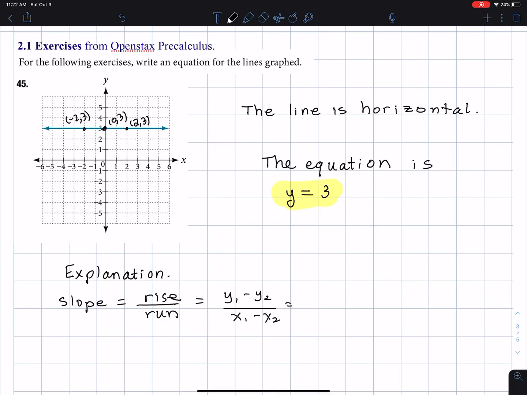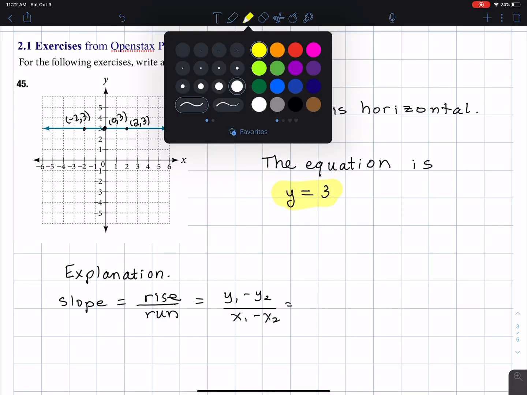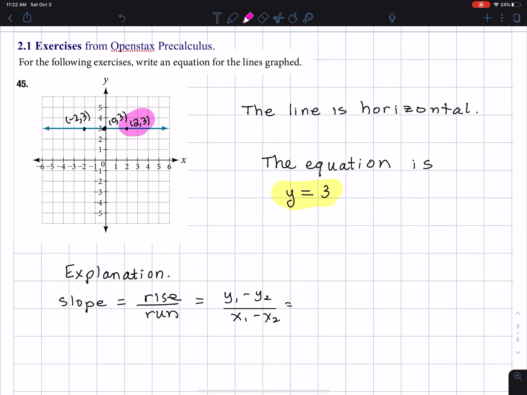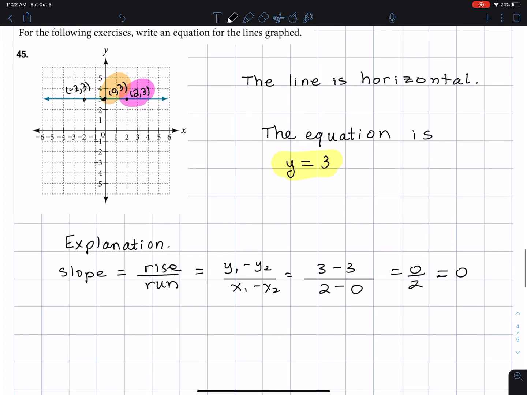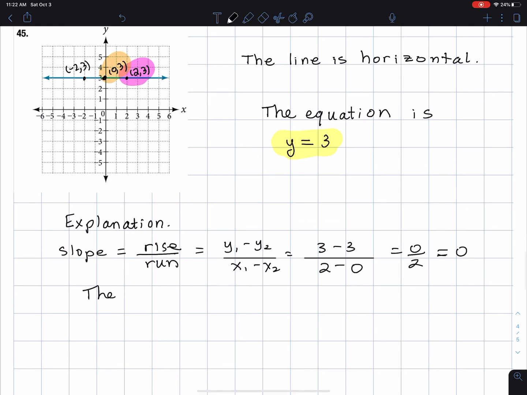Let's pick these two points, which I just sort of chose arbitrarily. For those 2 points, I'm going to have y1 minus y2 is just 3 minus 3, and then x1 minus x2 is 2 minus 0, so that gives 0 over 2, and 0 over 2 is 0. So the slope is 0. The slope of a horizontal line is 0.